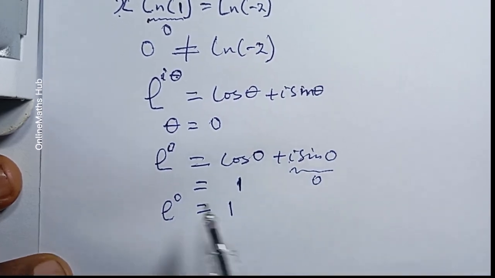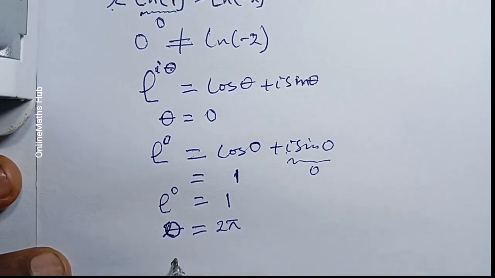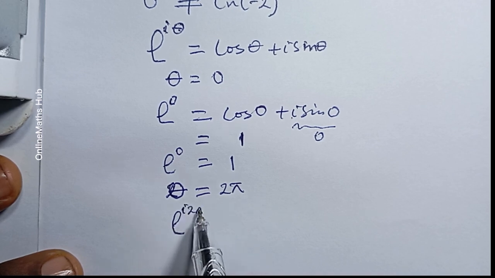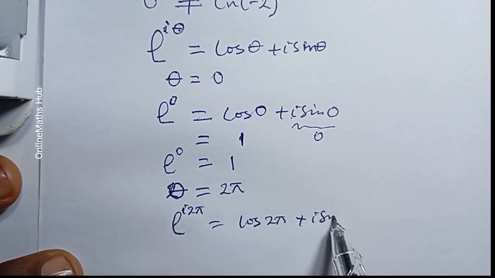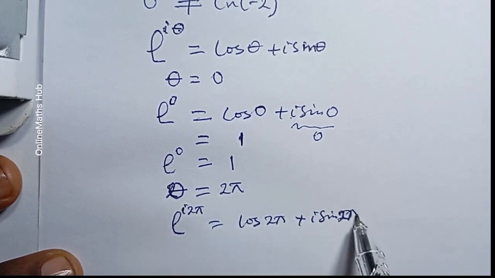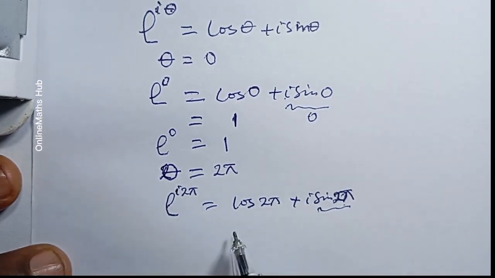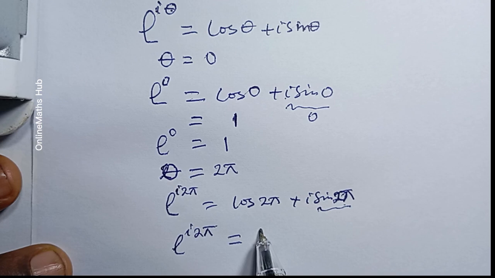You can also check the value of this exponential equation when theta is equal to 2 pi, and you're going to discover that it still gives you 1. So we have e to the i 2 pi equal to cos 2 pi plus i sine 2 pi. Sine 2 pi is equal to 0, so the whole of this part turns to 0, and cos 2 pi is also equal to 1. So you see that e to the i 2 pi is equal to 1.